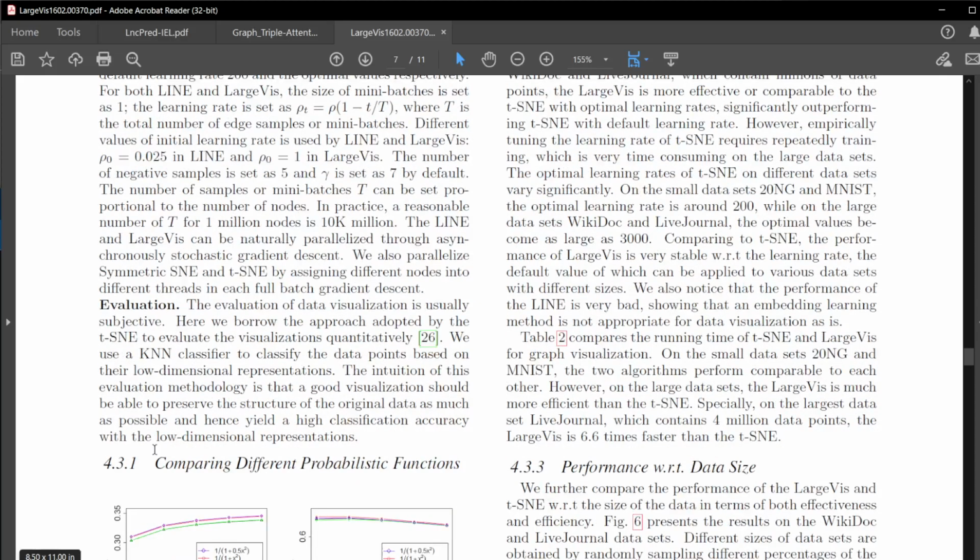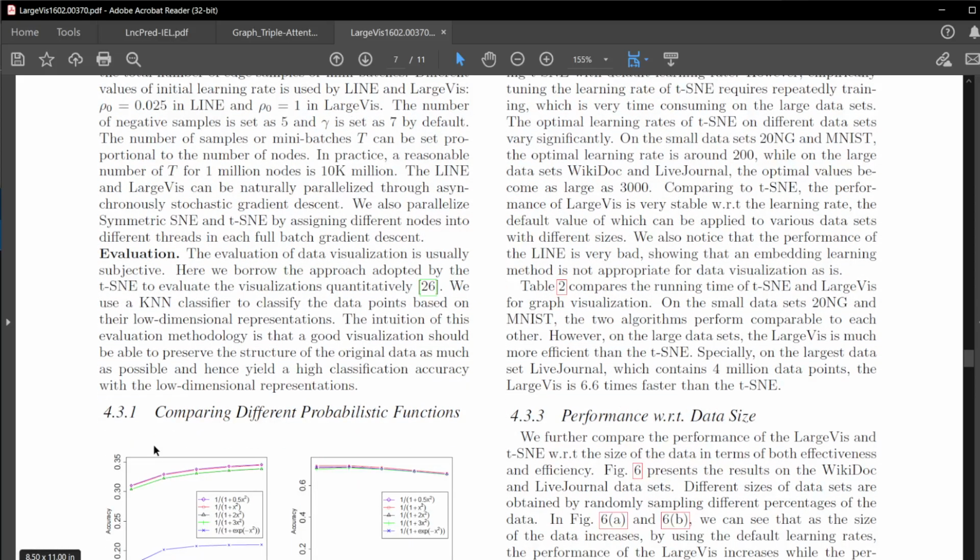Evaluation. The evaluation of data visualization is usually subjective. Here we borrow the approach adopted by the t-SNE to evaluate the visualizations quantitatively, 26. We use a KNN classifier to classify the data points based on their low-dimensional representations. The intuition of this evaluation methodology is that a good visualization should be able to preserve the structure of the original data as much as possible and hence yield a high classification accuracy with the low-dimensional representations.